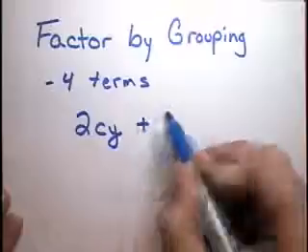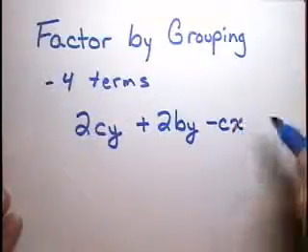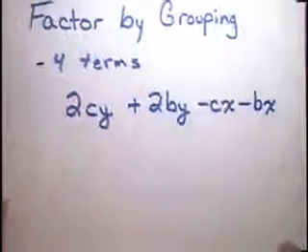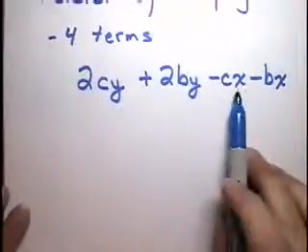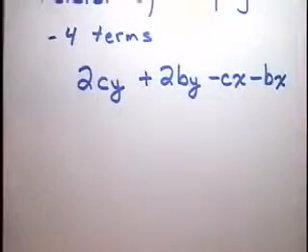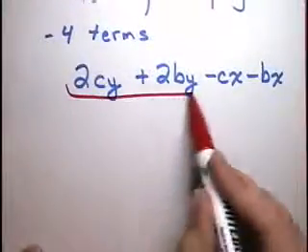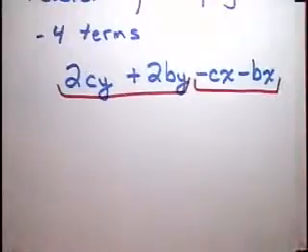2cy plus 2by minus cx minus bx. See that we have 4 terms: 1, 2, 3, 4. What you're going to do to factor by grouping is look at each pair of terms separately. There's a pair, and here's a pair. So we're looking at the first 2 terms, and then the last 2 terms.